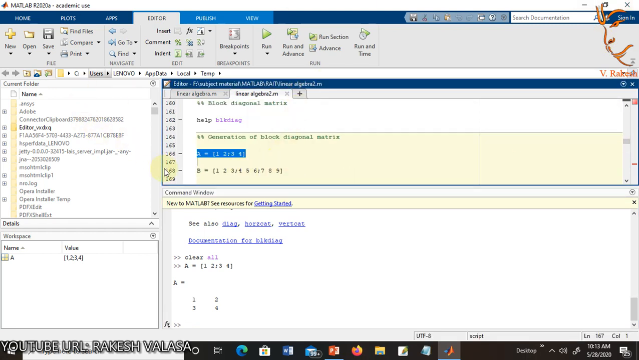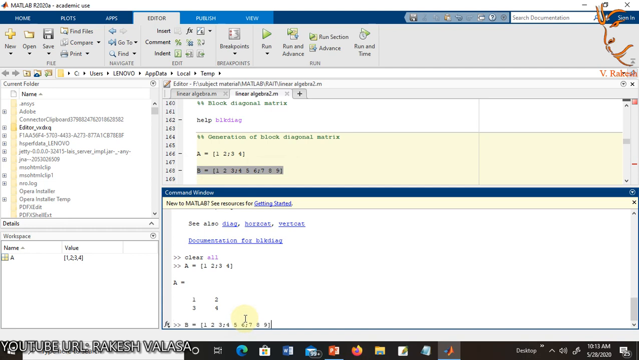Now taking another matrix that is B equal to 1 2 3 4 5 6 7 8 9. Now copy and paste in command window. This is the B matrix.